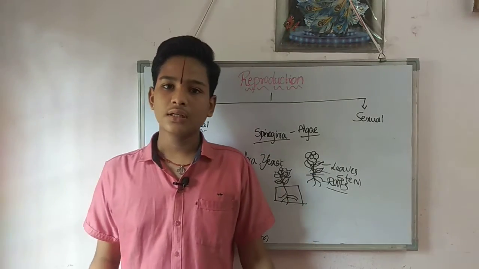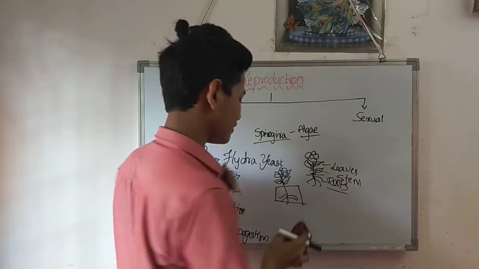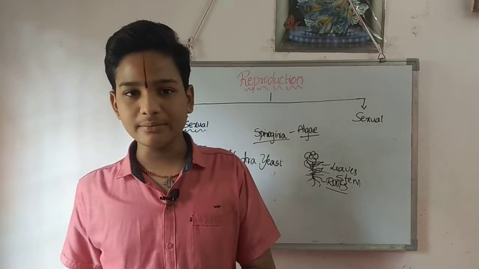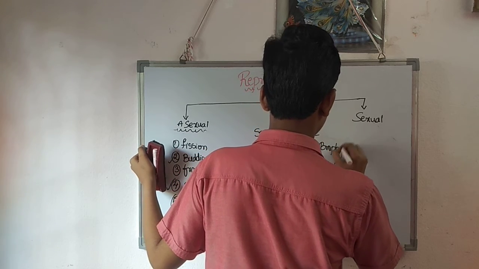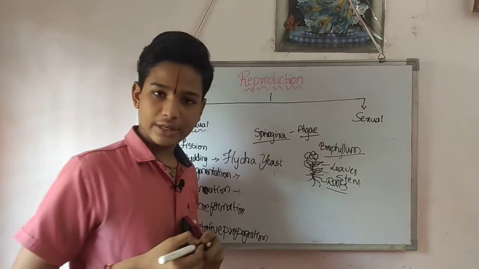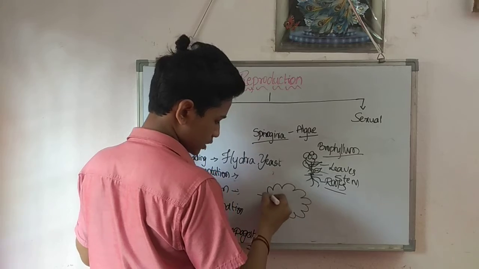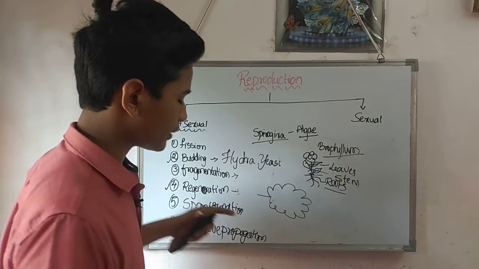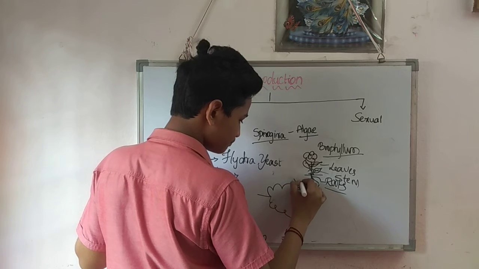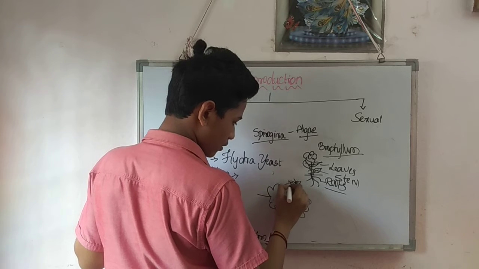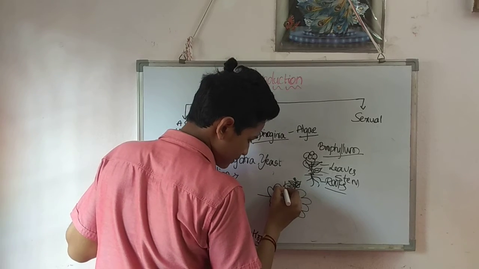How do leaves reproduce? How will it happen? Yes, but it does happen. You know the bryophyllum? Bryophyllum leaf. It looks like this. Upon the bryophyllum leaves, small plants will get developed. Upon the bryophyllum leaves, small plants start developing.